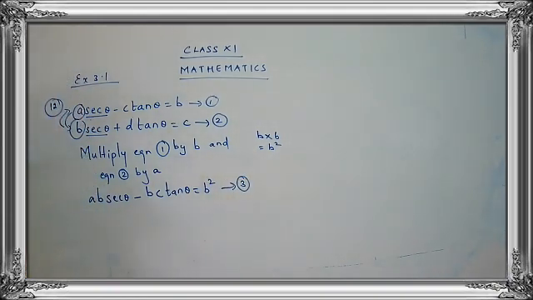So we have formed a new equation. So what is the new equation? ab sec theta minus bc tan theta is equal to b square. Are you clear with the third equation children? Okay. Now come on for the fourth one. Come on, try out the fourth one.